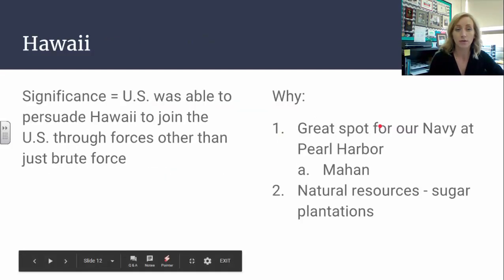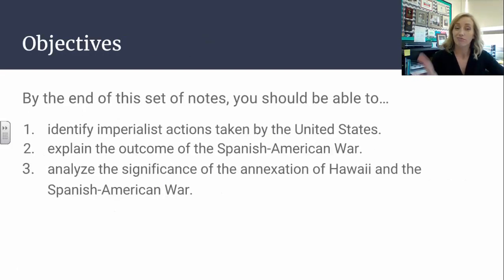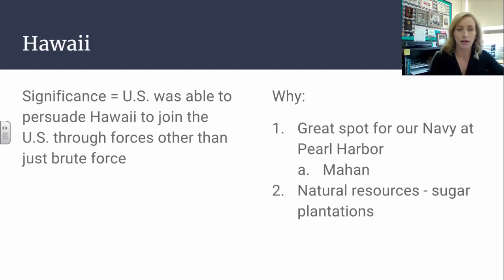And so we'll start by talking about Hawaii as one of the big examples. The significance here is, again, number 3, analyze the significance of annexation of Hawaii. The significance is that the United States was able to persuade Hawaii as a nation and the indigenous people to join the U.S. through forces other than just brute strength.